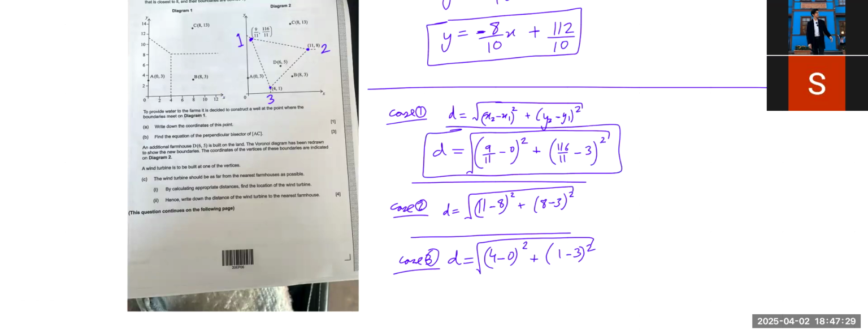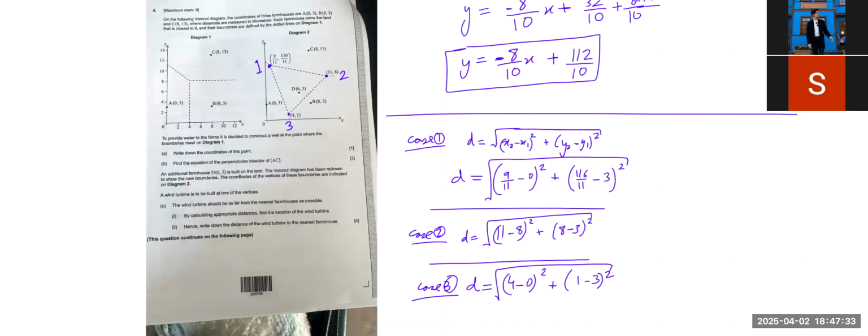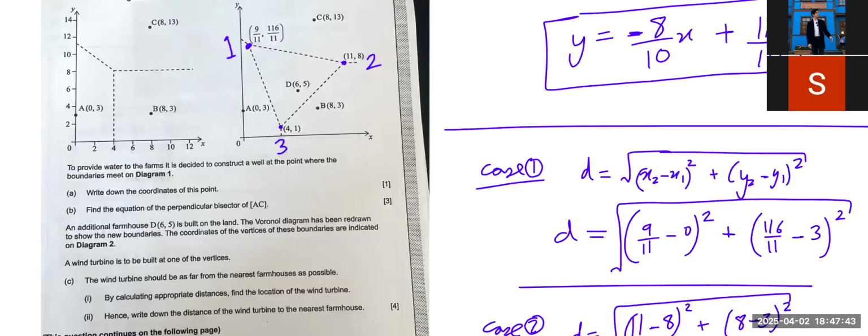Did I do it wrong? No, no, it looks perfect. 4 minus 0, 1 minus 3. Is it x2 minus x1 or is it the other way? x2 can be whatever you pick to be x2. If you want, you can use this as x2, y2, or you can use this as x2, y2. The order doesn't matter. Just don't switch up the order.